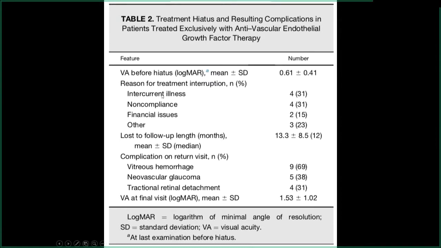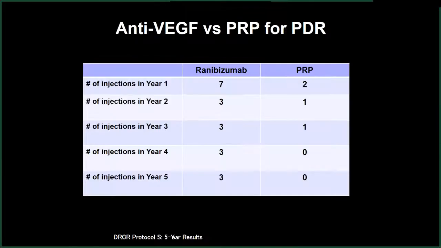And here are the reasons why. Take a look at this. Intercurrent illness, non-compliance, financial issues. Do those sound familiar to people in the audience? I mean, those affect almost all our patients, particularly diabetics because of their multiple comorbidities. So this gives me major pause. There was a trial, again done by the NEI, of PRP versus anti-VEGF injections for the management of proliferative diabetic retinopathy.